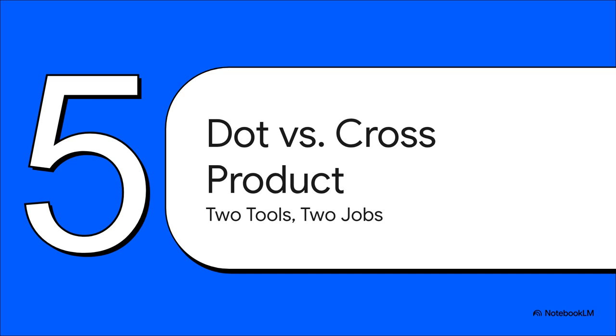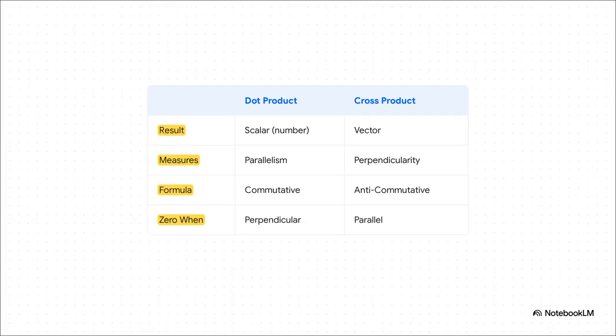All right, to really make sure this all sinks in, let's put the cross product side by side with that other vector operation you probably know, the dot product, because they are two very different tools for two very different jobs. And wow, the differences are like night and day. The dot product gives you a scalar, just a single number, that tells you how parallel two vectors are. The cross product gives you a whole new vector that is, by its very nature, perpendicular. The dot product is 0 when vectors are perpendicular. The cross product is 0 when they're parallel. They're perfect complements to each other.